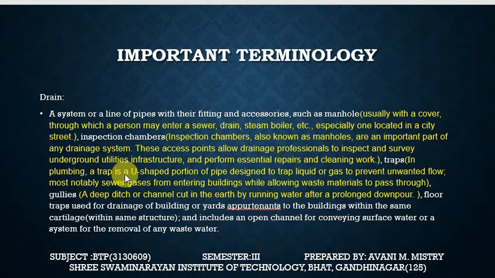work. Traps in plumbing. A trap is a U-shaped portion of the pipe designed to trap the liquid or gas to prevent unwanted flow. ओके, अनवांटेड फ्लो है उसको रोकना है, तो यू शेप आपने पाइप में देखा होगा. ओके, दैट इज कॉल्ड यू शेप पोर्शन ऑफ पाइप. Most notably, it prevents sewer gases from entering the building while allowing waste material to pass through.